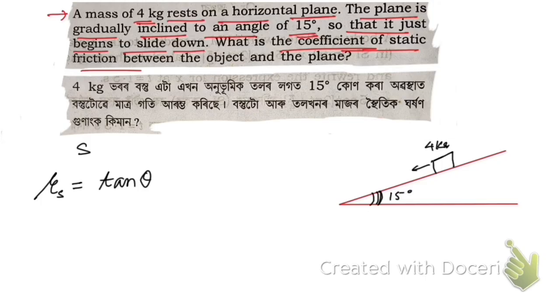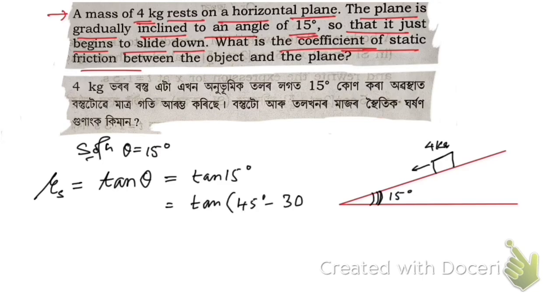And in this problem, theta is equal to 15 degrees. So here the coefficient of static friction will be tan 15 degrees. So now we are to apply the tan (A minus B) formula, because 15 can be written as 45 degrees minus 30 degrees. Okay, so what was the formula? Tan (A minus B). So hope you know that formula.